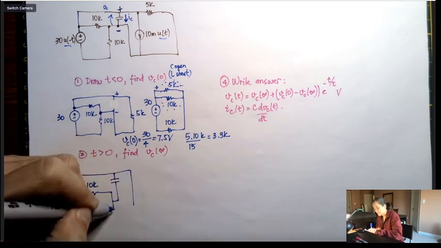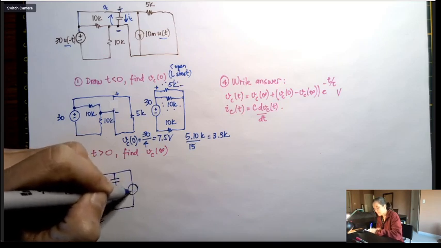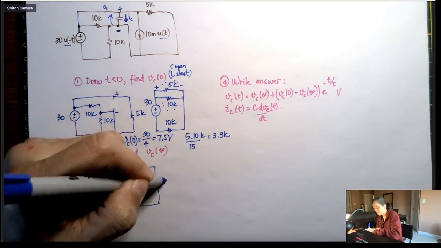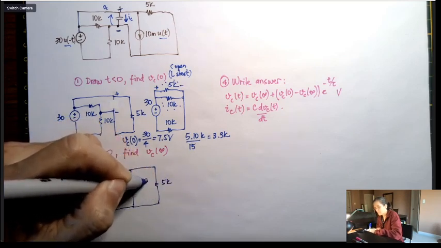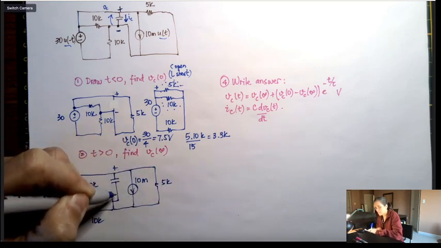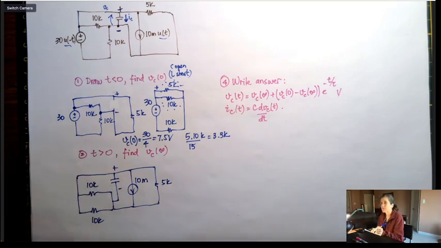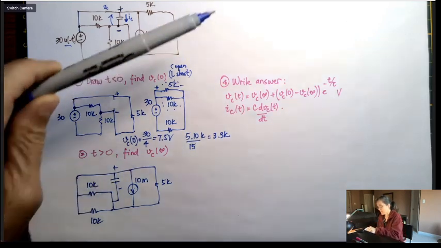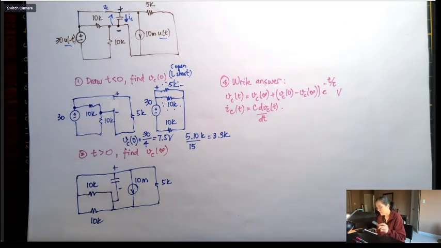And I do draw the 10 milliamps going down, and I do draw the 5K. And here's the capacitor. Actually, I don't know how big the capacitor is, I have to find it. So this is for t larger than 0. And I want to find two things. Number one, I want to find the RC. Actually, number one is VC of infinity.